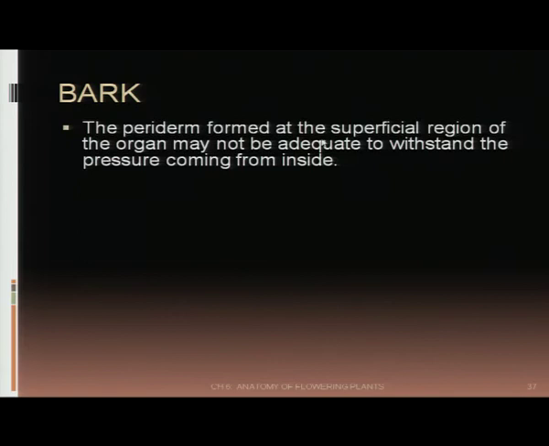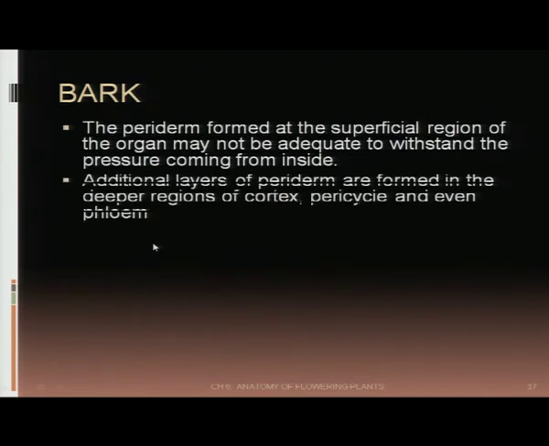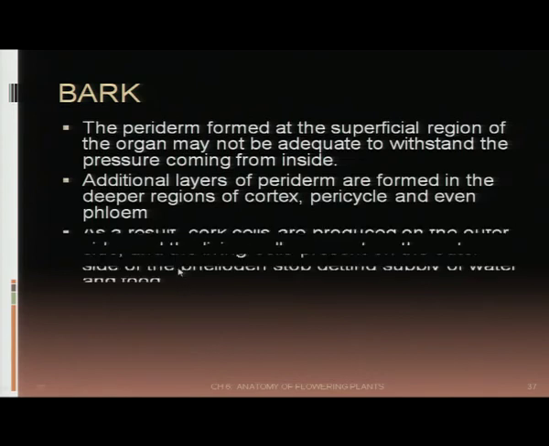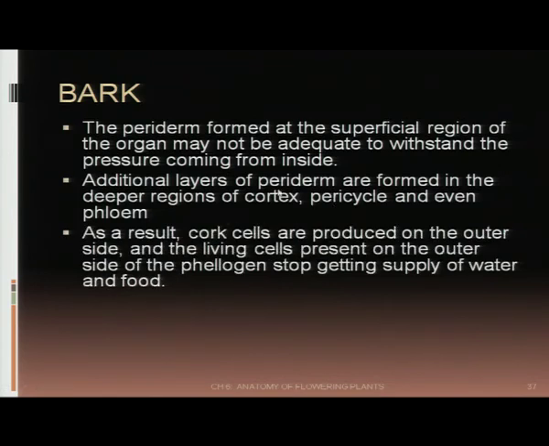The periderm formed at the superficial region of the organ may not be adequate to withstand the pressure coming from inside. A lot of secondary growth is taking place here. Additional layers of periderm are formed in the deeper region of cortex, pericycle and even phloem. Now, whenever periderm will be formed, Koch cells will also be produced.